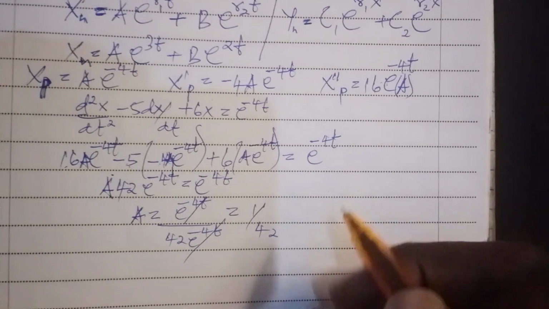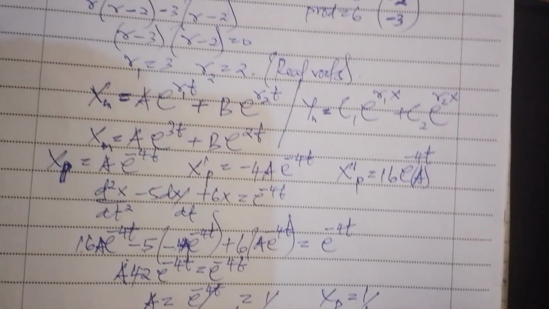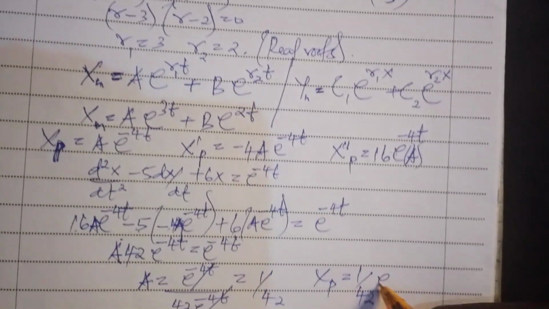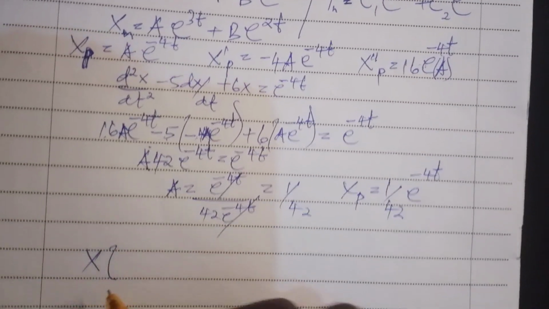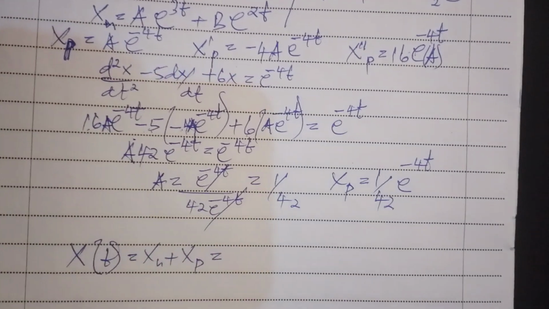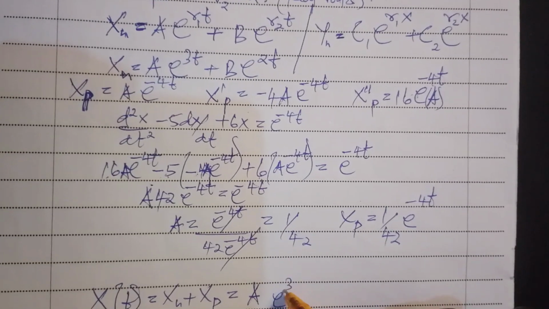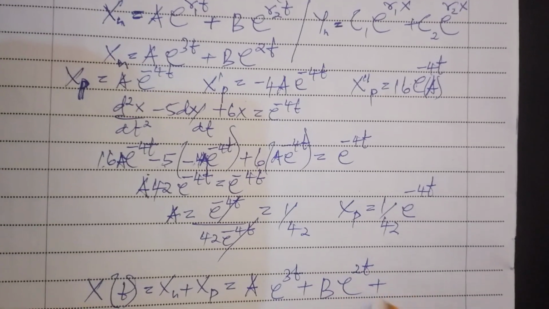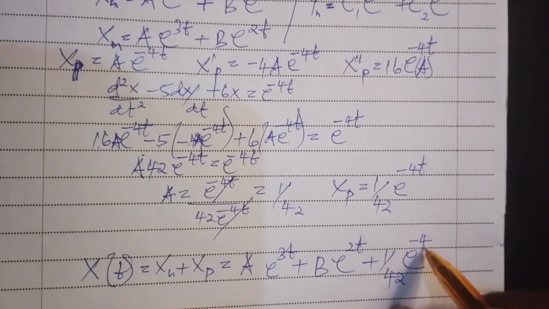So it means your a is 1 over 42. You just go back and replace. Your a is 1 over 42, then e to the negative 4t. So our final solution x of t is xn plus x particular. Our xn, we had a e to the 3t plus b e to the 2t, then we add the particular, 1 over 42 e to the negative 4t.